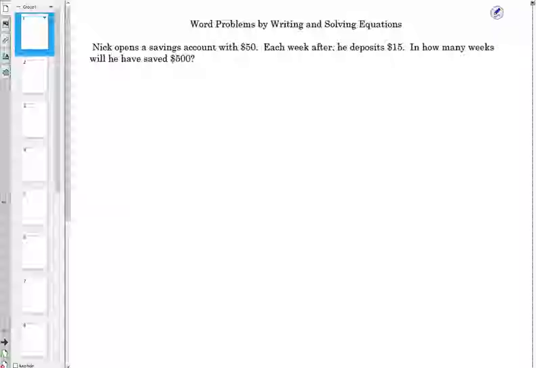Let's go in order. So Nick opens a savings account with $50. Each week after, he deposits $15. How many weeks will he have saved $500? I don't like words.